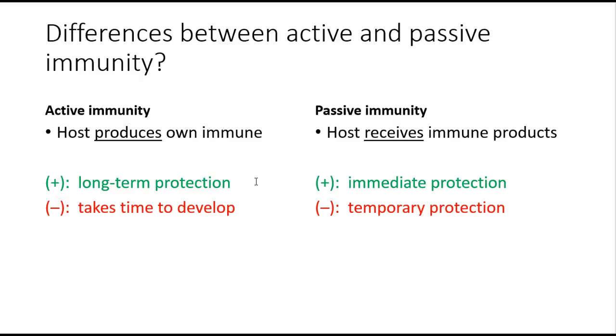With artificially acquired, you're getting, again, antibodies from something else, and you don't have the instructions on how to make them. So it's very temporary, but because you're getting those antibodies, it's very immediate. They're going to tag them, the white blood cells are going to kill them and sort of move on.